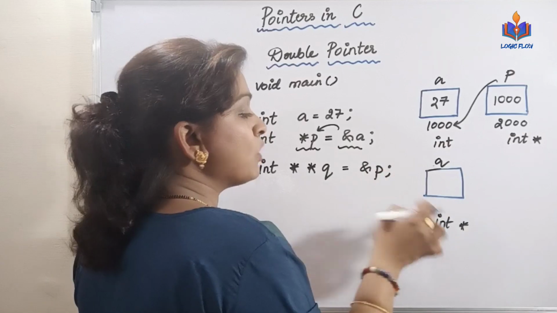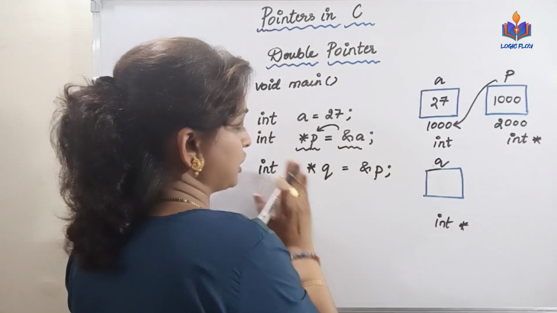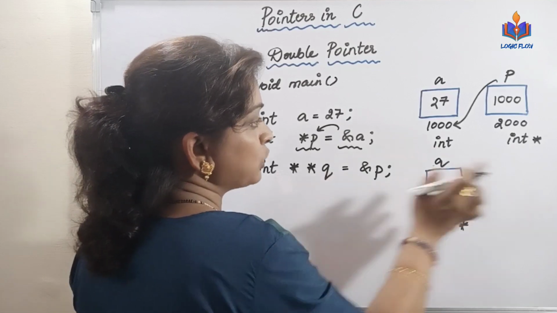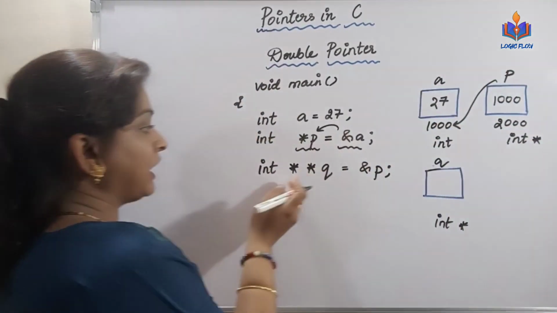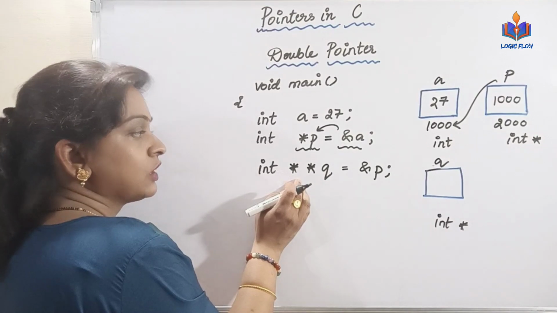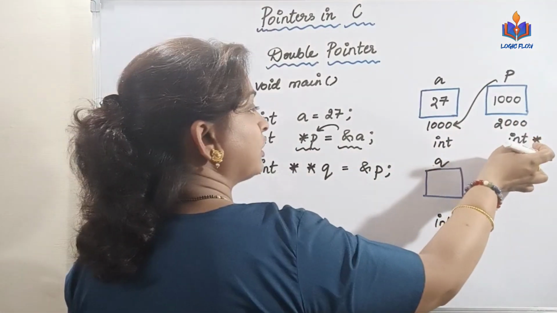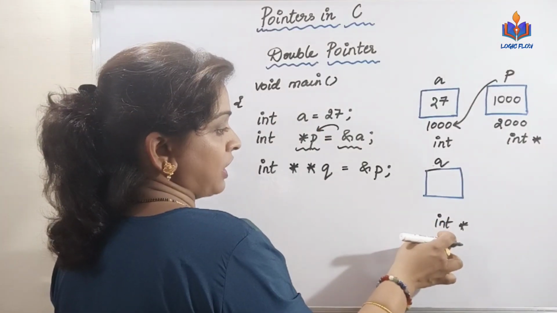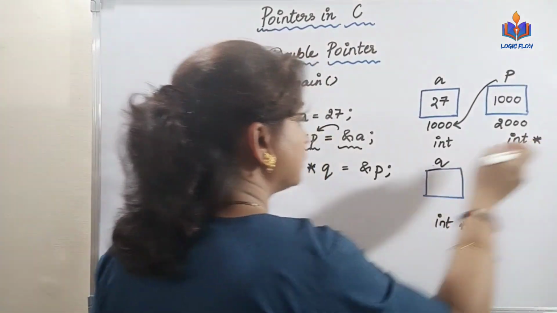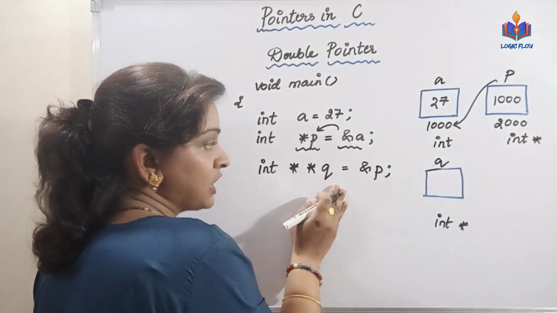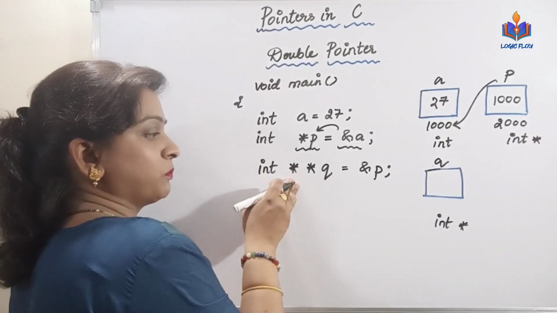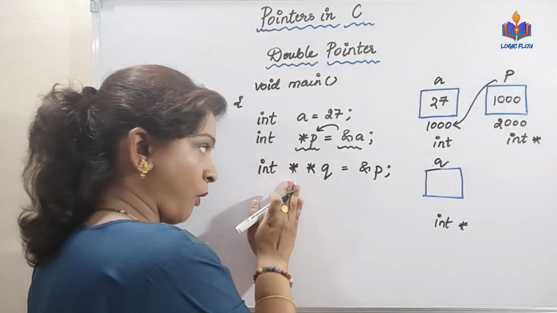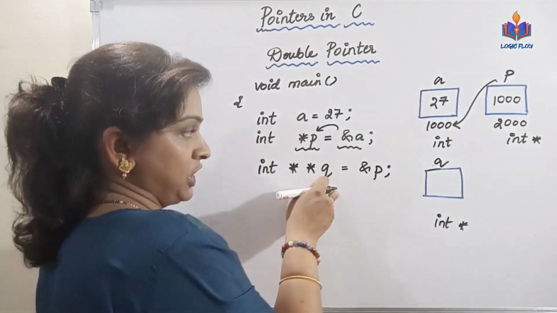Create one more integer pointer, say asterisk q, just forget this. One more integer pointer that has to point to the integer pointer itself. So my data type should be integer pointer. Here this integer pointer was pointing to an integer, so it is just int. But this pointer variable is pointing to one more integer pointer. So I should say asterisk q pointing to an integer pointer. So it is int asterisk, then asterisk q.